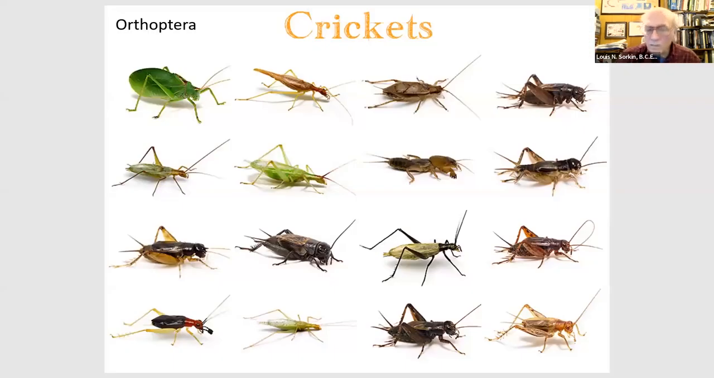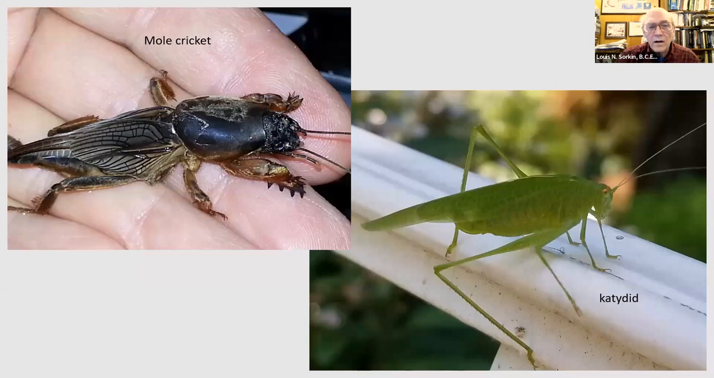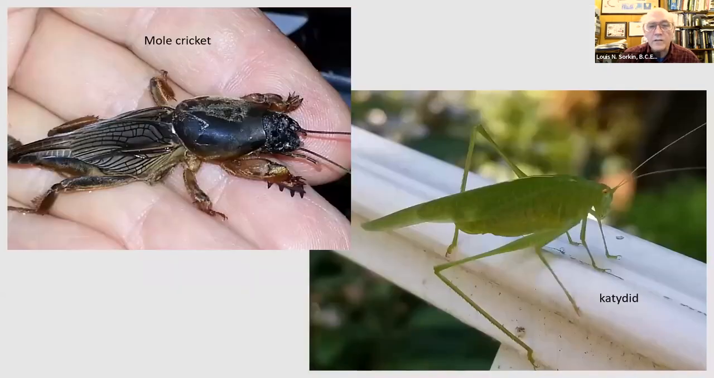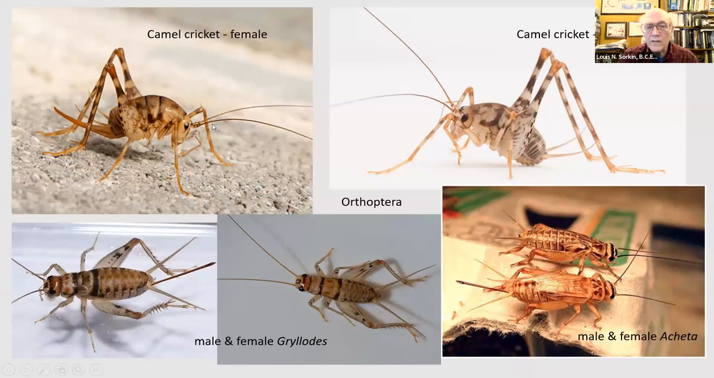Into Orthoptera, these are crickets, various crickets, just to show you the variability in various cricket species, and a mole cricket, which has modified front legs for digging, and a katydid. The camel crickets that you most likely will find indoors, the female has an elongate blade-shaped ovipositor. The male, of course, being a male, doesn't. And the crickets that are commonly used in the pet trade is Acheta, just to show you a male and a female. And Gryllodes is another genus of cricket that's used in the pet trade.